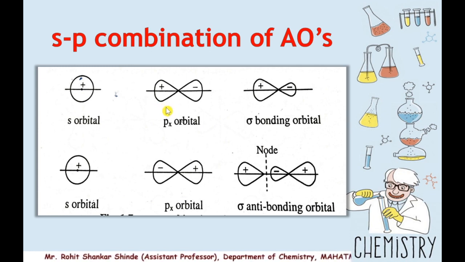When the lobes which overlap have the same sign, this results in a bonding molecular orbital with increased electron density between the nuclei. When the overlapping lobes have opposite signs, the anti-bonding molecular orbital with a reduced electron density in between the nuclei is formed.